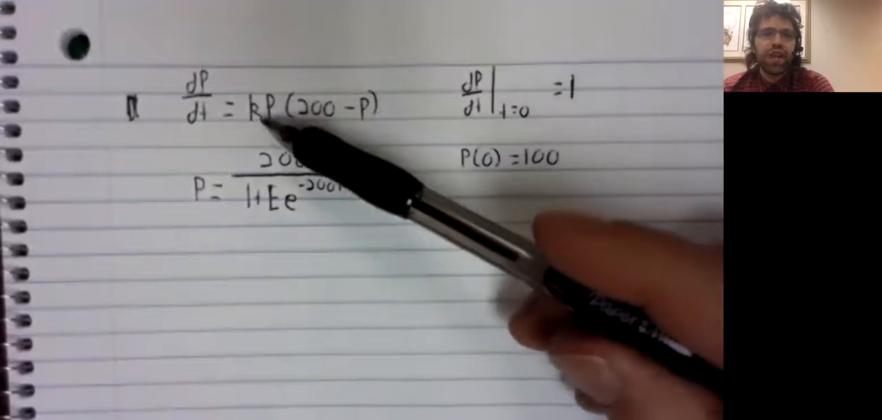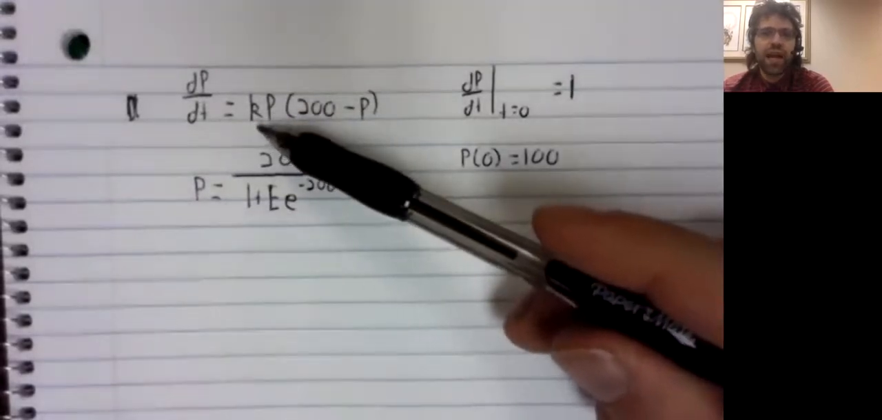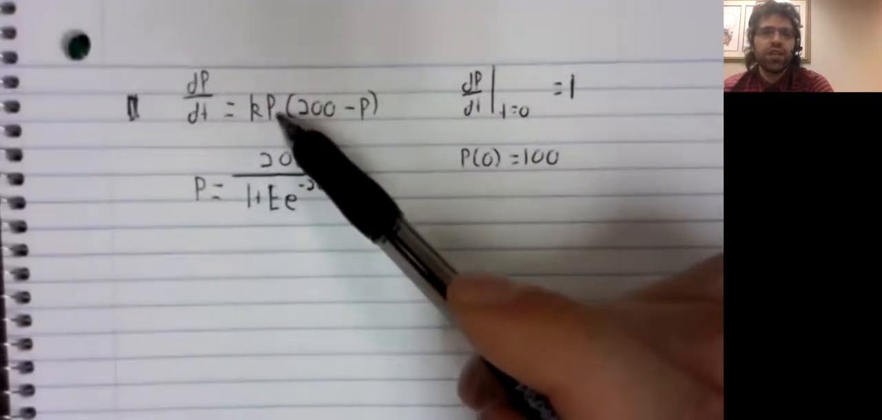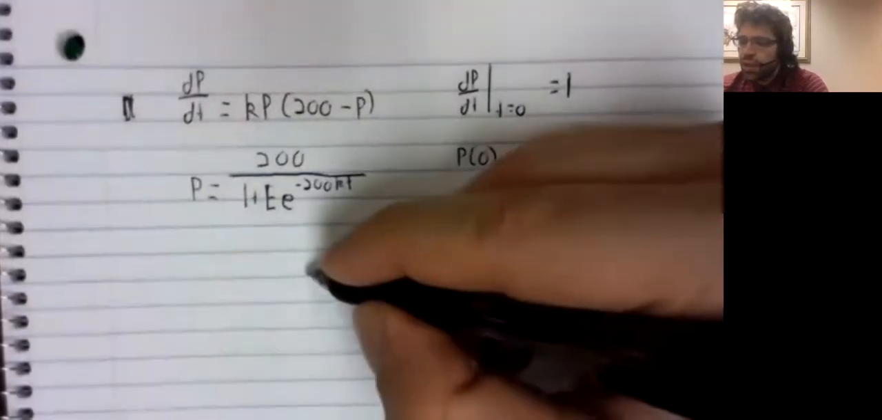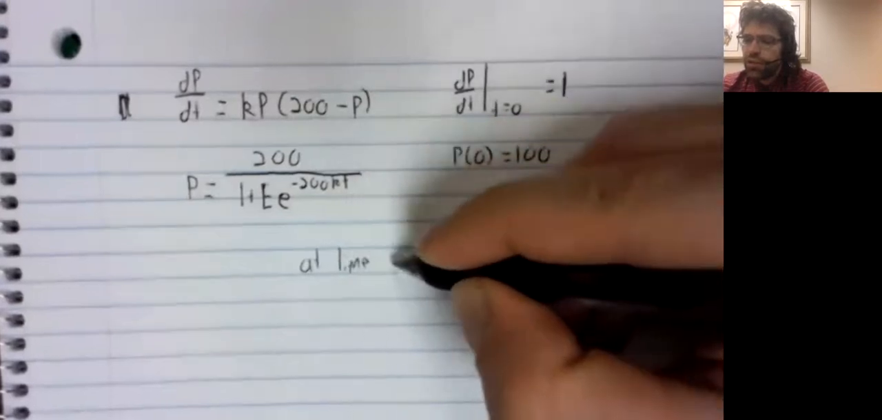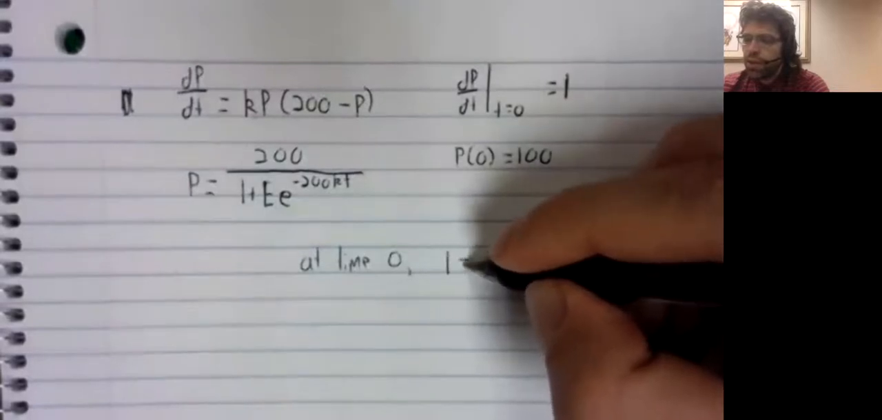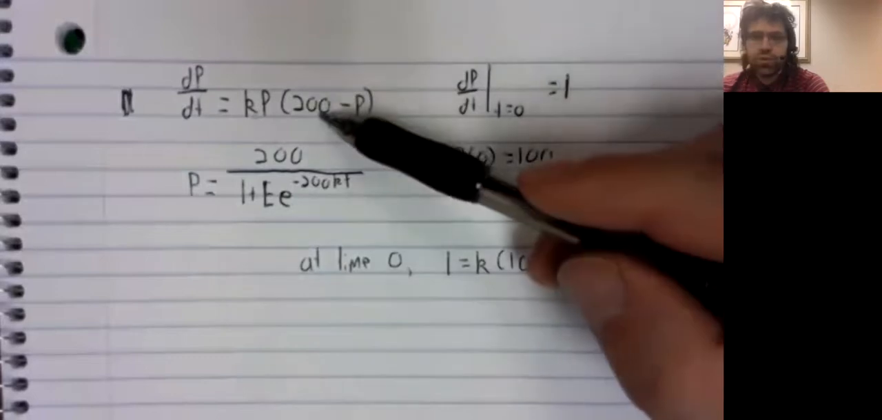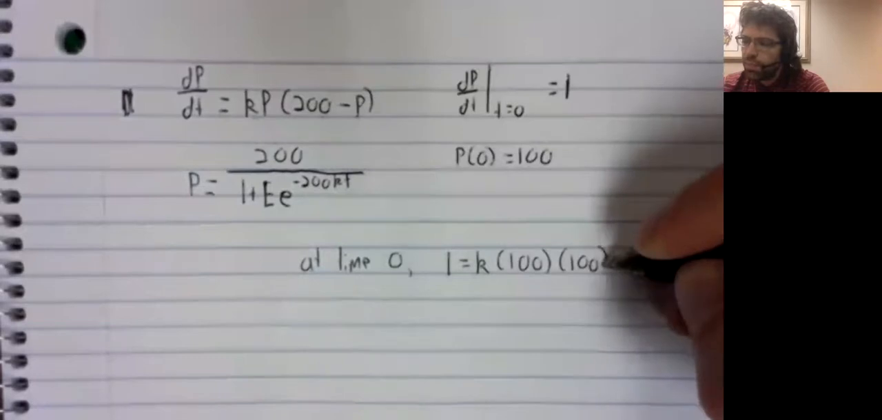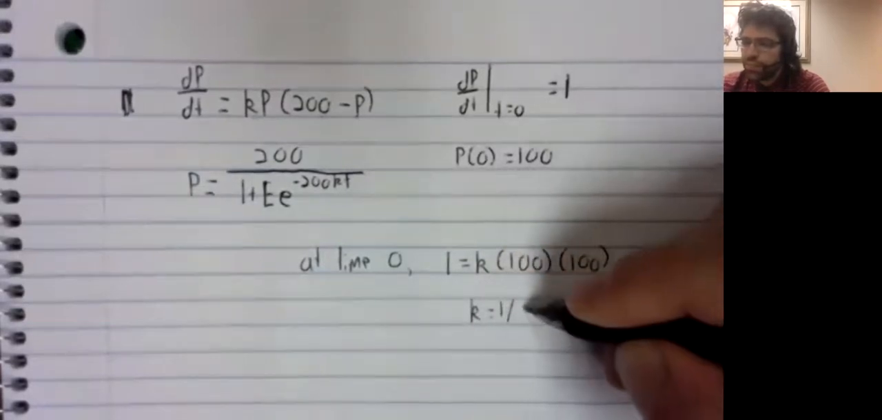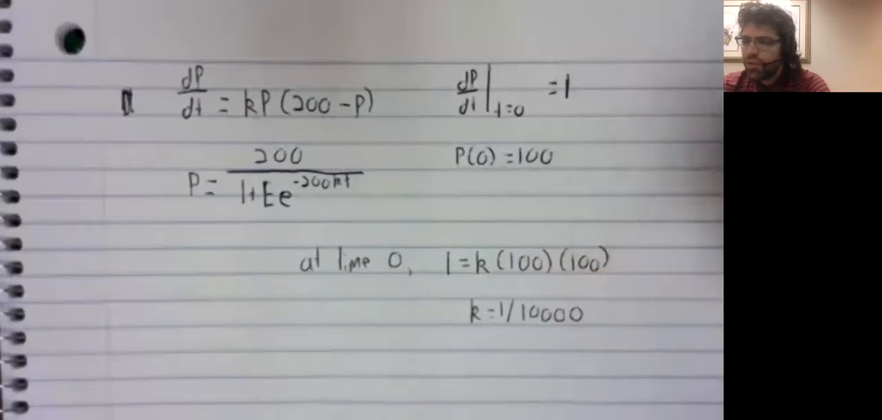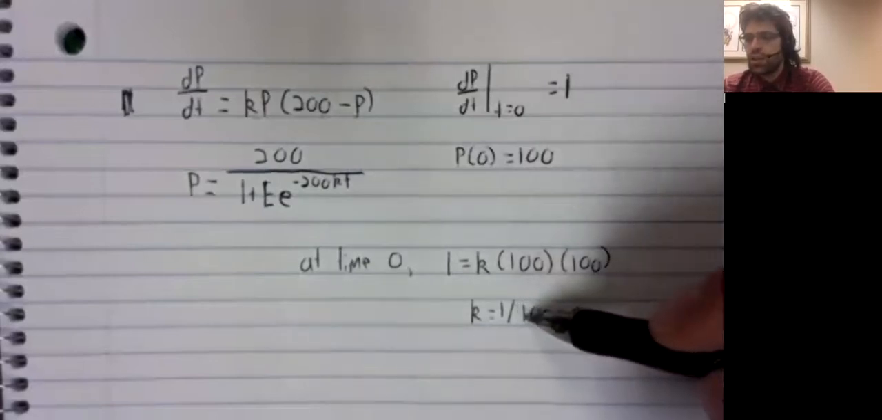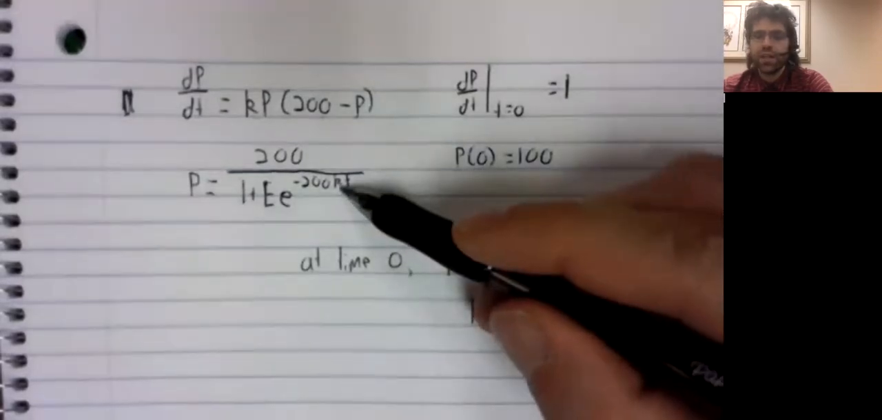We could actually have found k as our very first step. At time 0, the derivative is 1, and the population is 100. In other words, at time 0, 1 equals k times the population times 200 minus the population. And from that, you know k. So take this 1/10,000th, plug it in here.